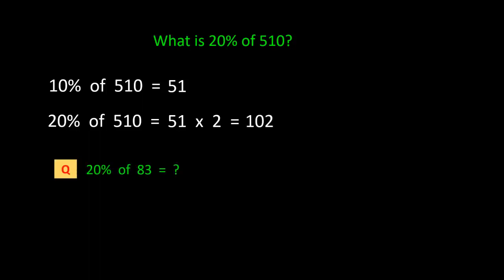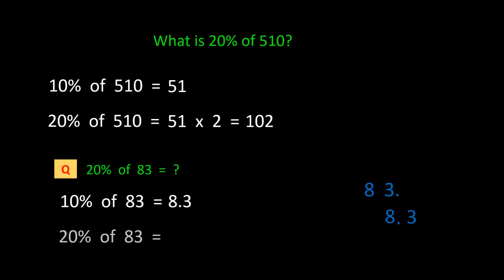One for you to do. 20% of 83, please. Press pause, press play for the answer. Okay, let's have a look. Well, 10% is 8.3. We move the figures one place to the right, but we want 20%, not 10%, so we double that, and we get 16.6. Good.